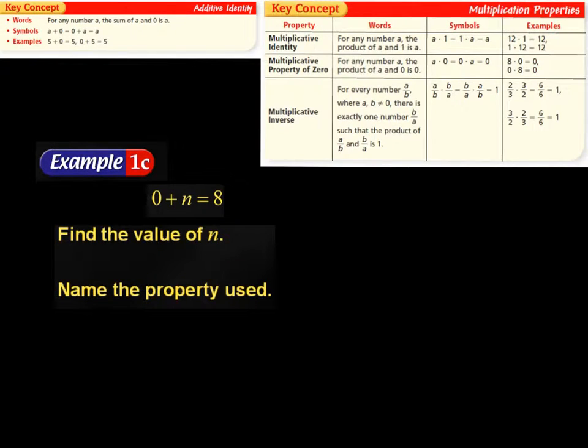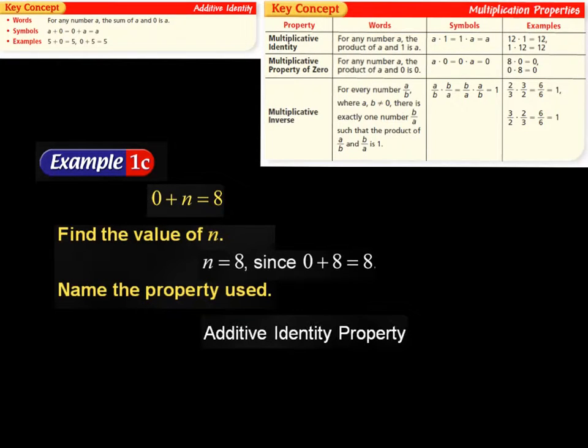And we want to find what number, if we add 0 to it, we get 8. That's going to come very quickly. We know that n has to be 8 because 0 plus 8 is 8. And the property used was our first one, the additive identity, because we're adding 0 to any number, in this case A, and A plus 0 equals A.